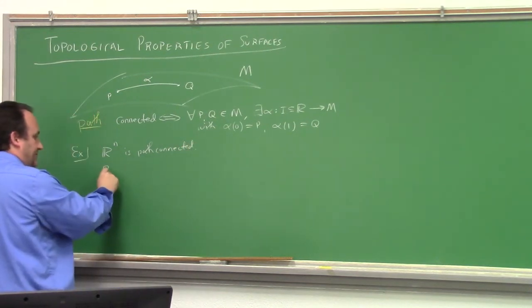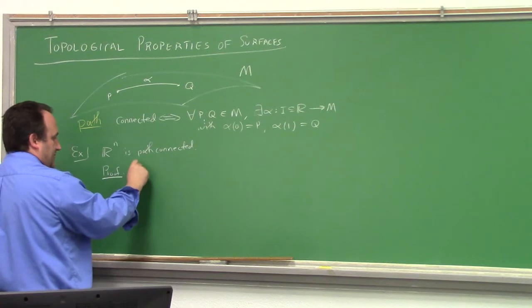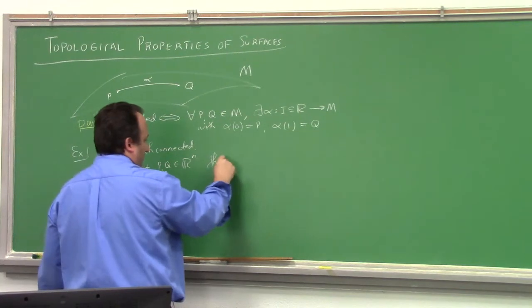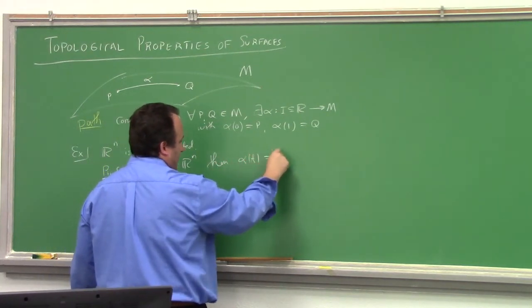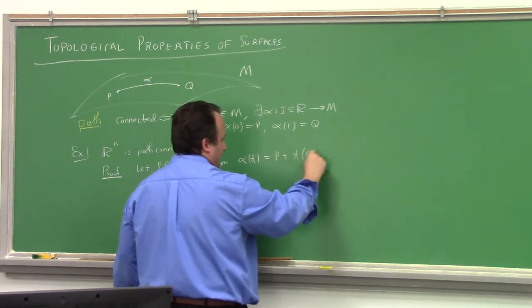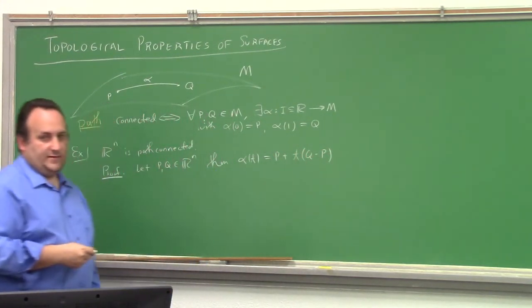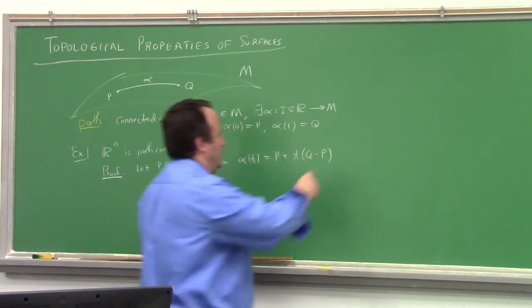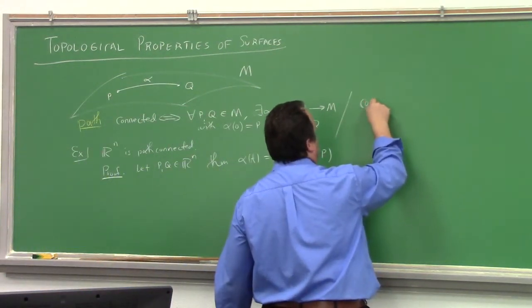So here's the proof. Let P and Q be in Rn, then alpha of t equals P plus t times (Q minus P) is a curve segment. In fact, it's a line which connects P to Q. P and Q being arbitrary, we're done. We've just proved Rn is connected, well, path connected. Technically connected in mathematics, I don't know if this is in his section or not, but I'll mention it to you guys since you might be interested.